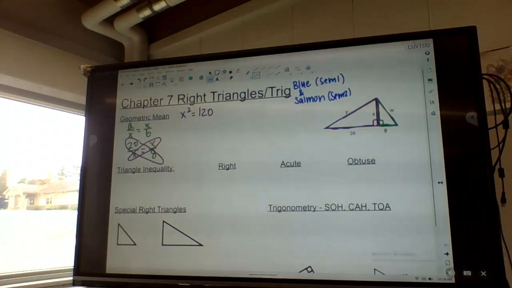And then we'll take the square root of that. Oh, it's 160, not 120. And so we get about 12.6 for our x.